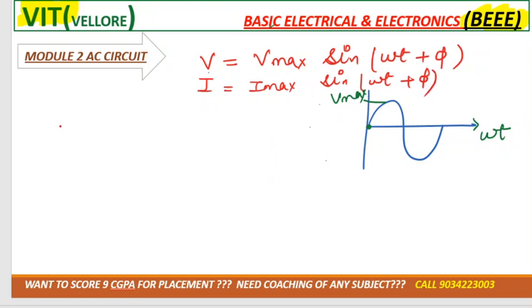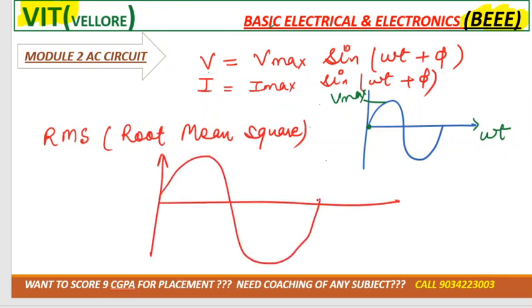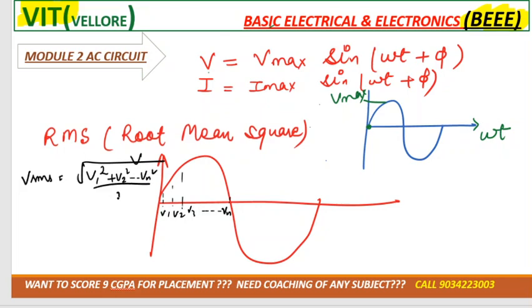For calculation purposes we always need to calculate the RMS value. I think you have already studied RMS, that is root mean square. What is exactly the root mean square? Suppose this is the waveform and you have taken voltage at each and every point: V1 here, V2 here, V3 here and so on up to Vn, right? So VRMS stands for root mean square: root of V1 square plus V2 square up to Vn square, divided by n.